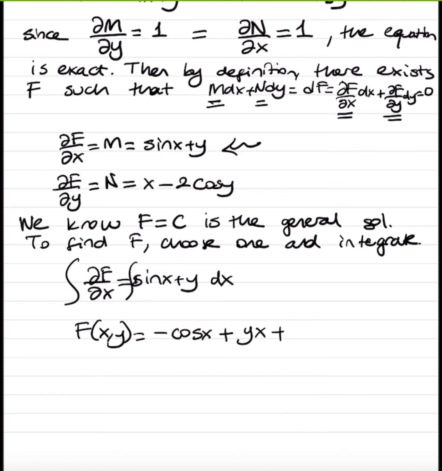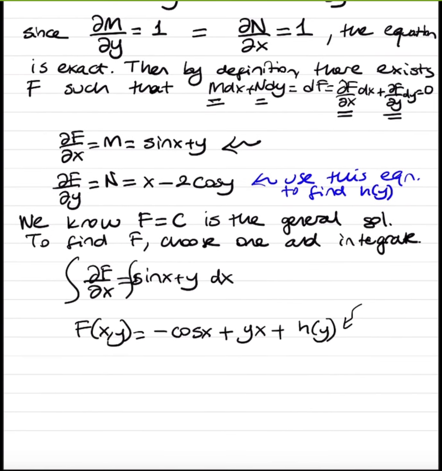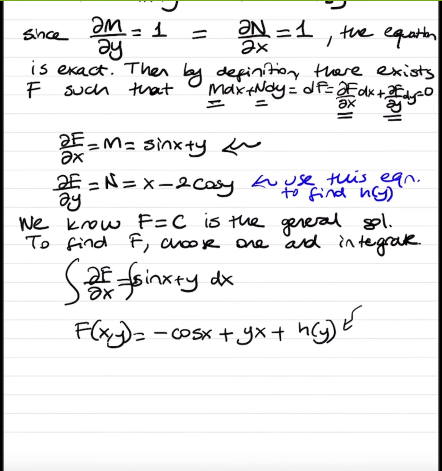Plus some constant. But since we take the partial derivative with respect to x, y is also a constant, right? That's why the constant is a function of y. So let's say h(y). And we want to find h(y). So we will use this equation to find h(y).